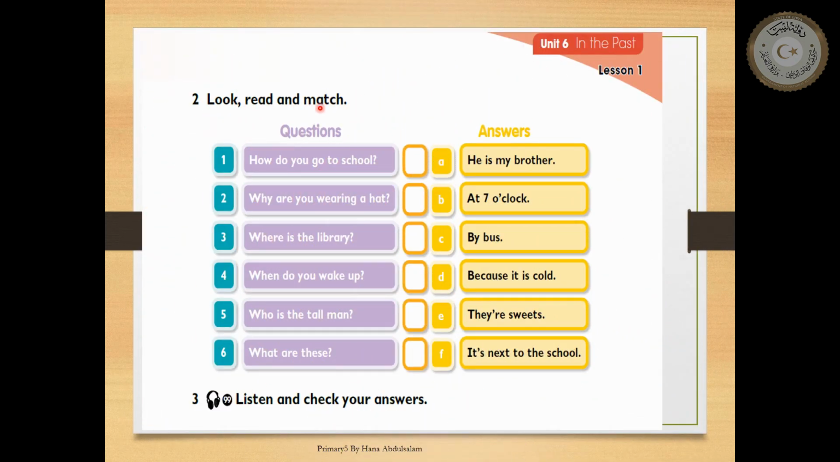Look, read, and match. How do you go to school? The way we do something. By bus. Excellent. Why means because. Why are you wearing a hat? Because it is cold. Where is the library? It is next to the school.